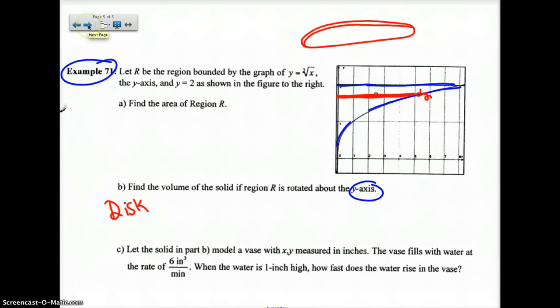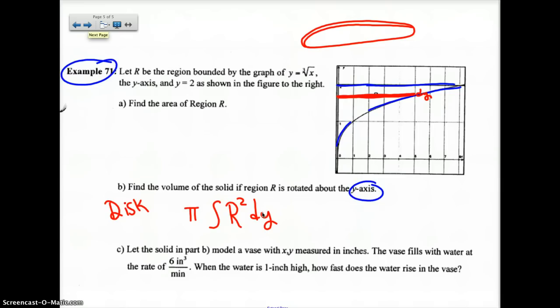Alright, so on this one, don't forget the pi when you're doing your volume. You can still think of it as big R squared minus little r squared, but the little radius is 0. So really what I need to integrate is just r squared, but with respect to y.